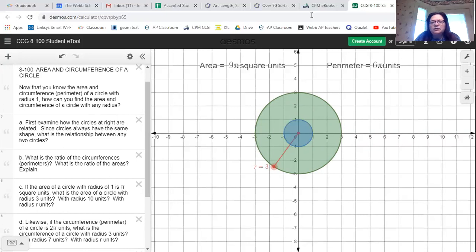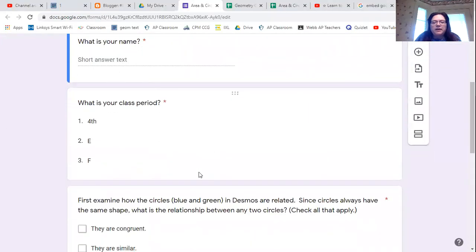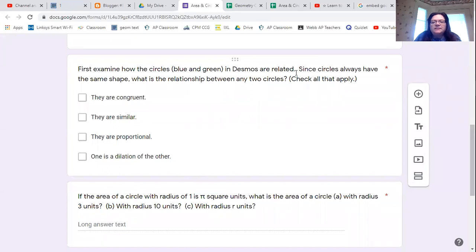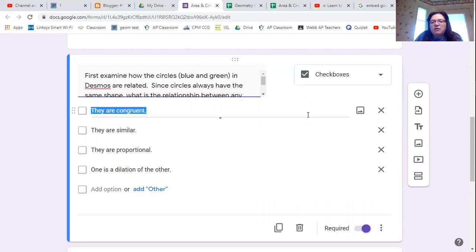Well, if I go back to the question on my Google form, after I put in my name and my class period, it says, since circles always have the same shape, what's the relationship between any two circles? Any two circles, like the two circles we just saw in Desmos, the one that was green, the one that was blue. Then here's your big secret. Check all that apply.